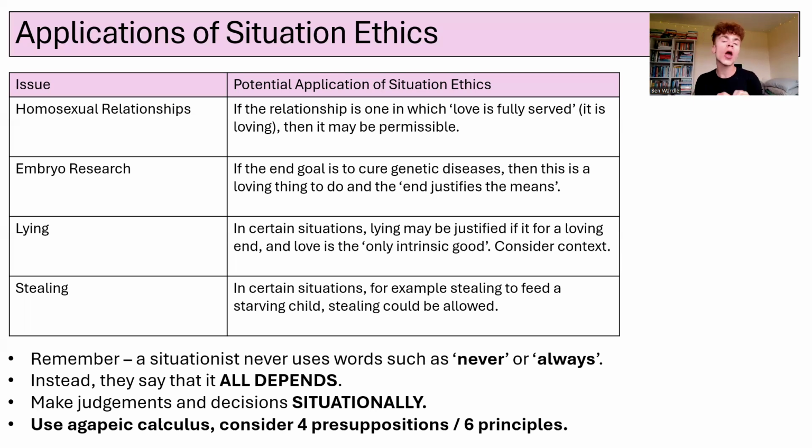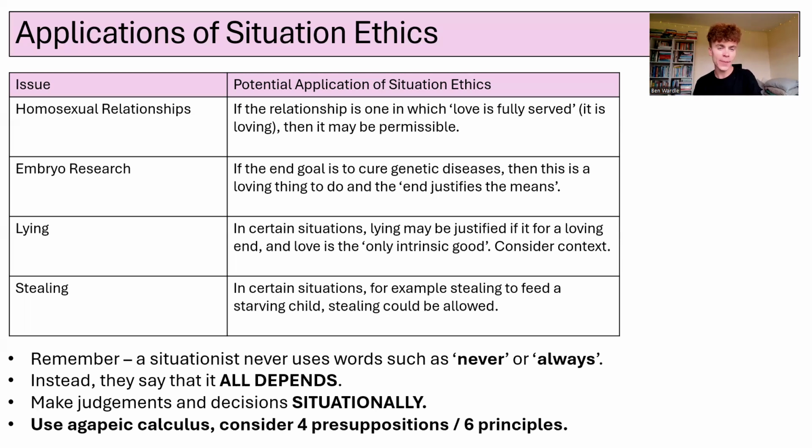Because remember, love is the only intrinsic good. So you can't just say, do not lie. You can never lie, which is what the 10 Commandments do. Instead, you've got to consider the context. You've got to consider the reason and think whether the end goal justifies the means. So will lying be the most loving thing to do in this situation? And then stealing. In certain situations, for example, stealing to feed a starving child, stealing could be allowed. Again, the end justifies the means, and the end, of course, is maximizing agapeic love.